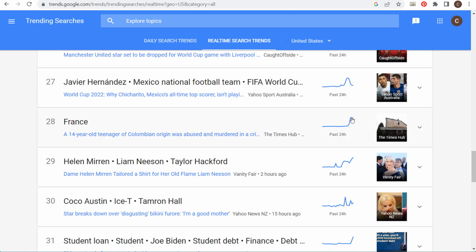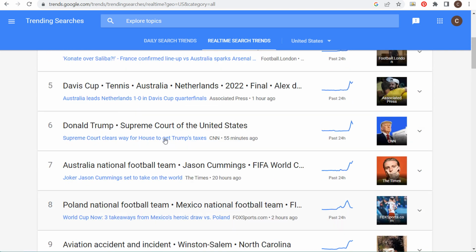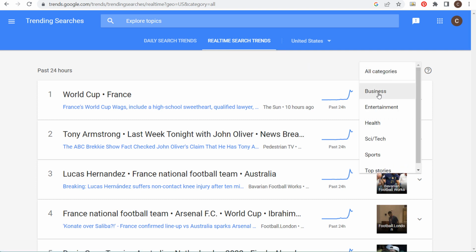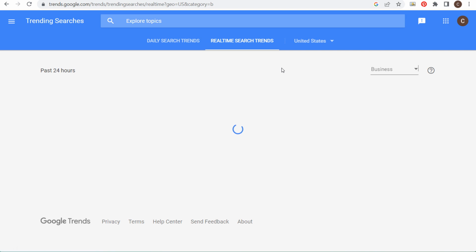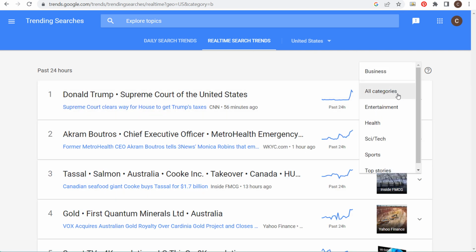You can see how the trend is looking over the past 24 hours. So some of these are basically still spiking and trending, while other ones are starting to drop a little bit. So just different ways to look at the news. And when you're within real-time search trends, one of the things you can do is, let's just say, for example, you just want the business search trends. You don't care about sports. You don't care about any of that. Just use this to categorize some of the different trends that you can see.